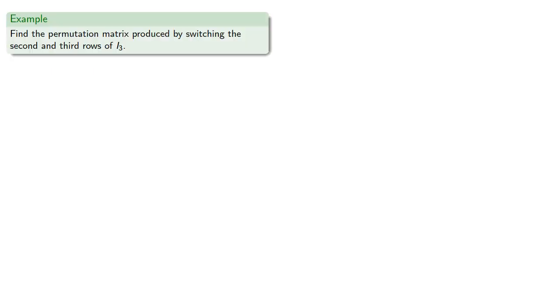A permutation matrix is an n by n identity matrix whose rows have been rearranged. In other words, it's a permutation of the rows of I. For example, let's find the permutation matrix produced by switching the second and third rows of I3. So we'll start with I3, and in a very complicated process, we'll switch the second and third rows. Okay, maybe that's not that exciting.